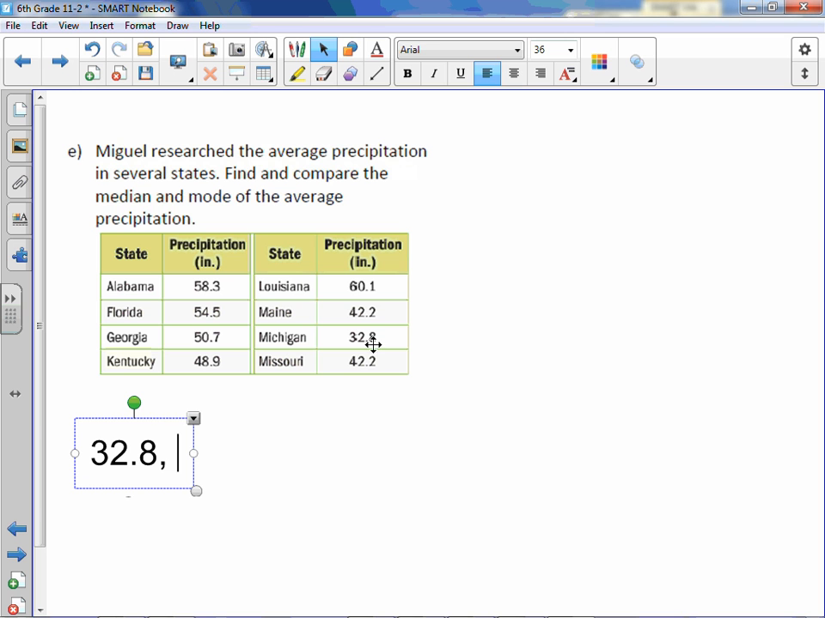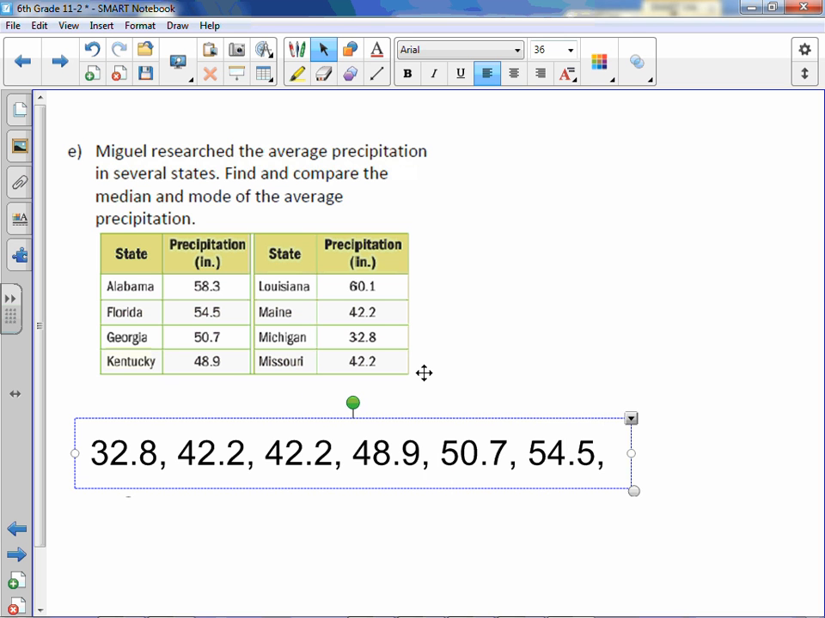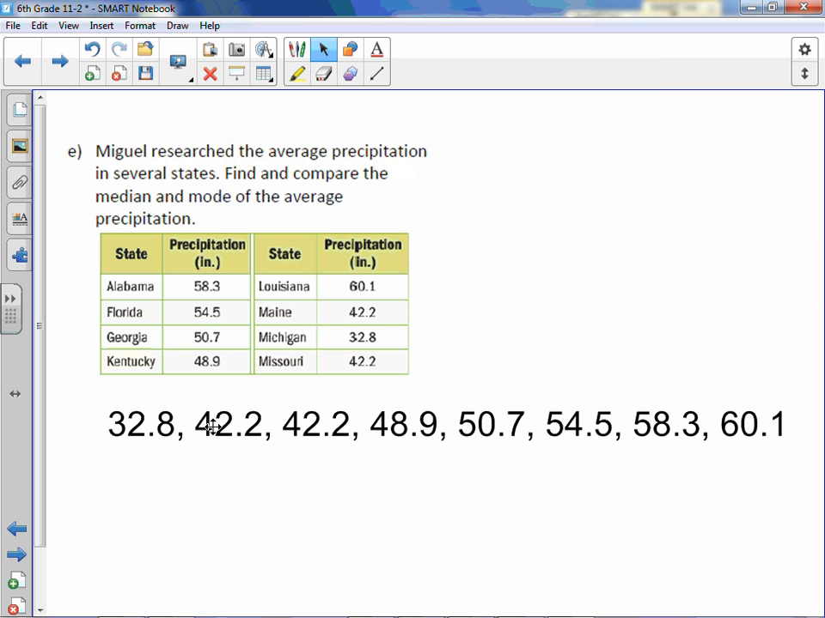No more in the 30s, but I have 42.2 happens twice. Then 48.9. I believe that gets rid of all the 30s and 40s. In the 50s, we have 50.7, 54.5, 58.3, and last but not least, 60.1. We should have 8 numbers. 1, 2, 3, 4, 5, 6, 7, 8.